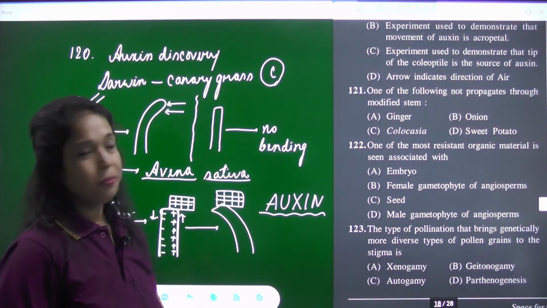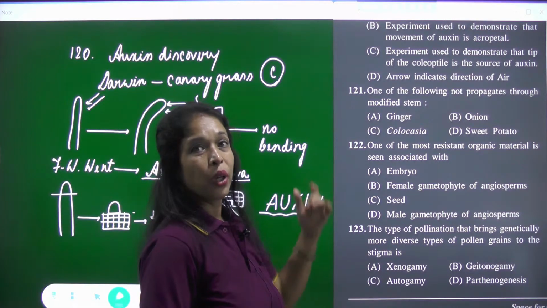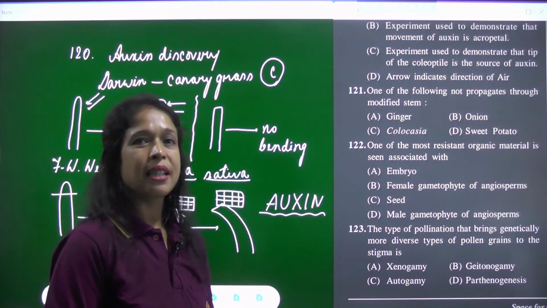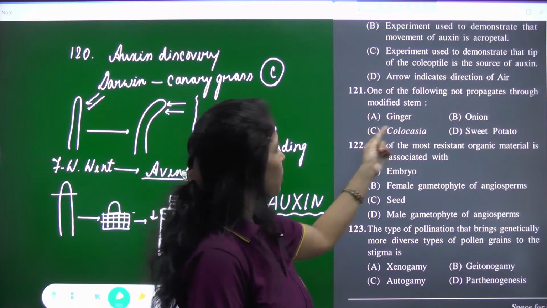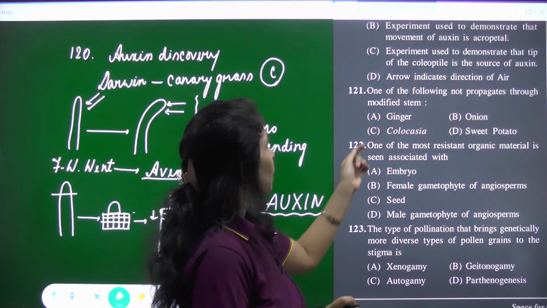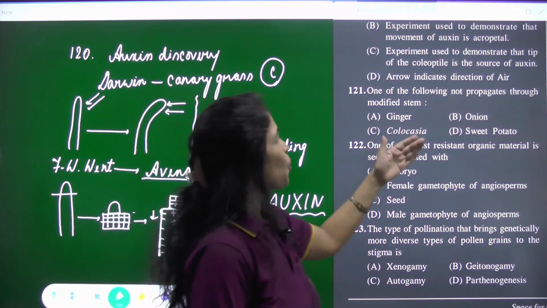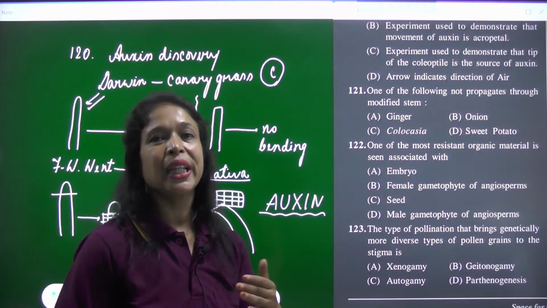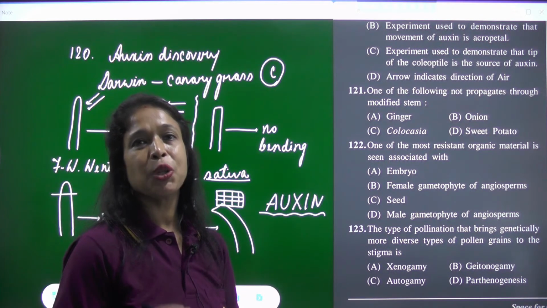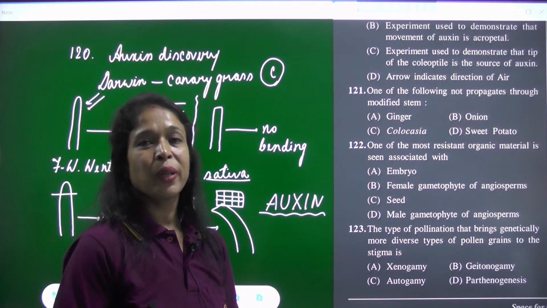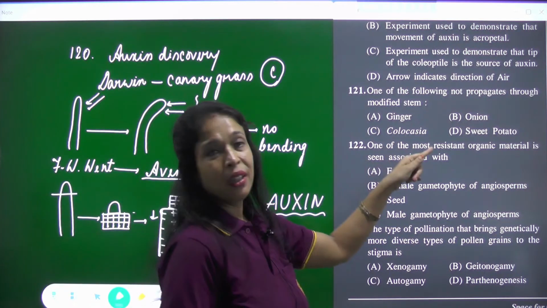Let's see the next question, 121. Which one of the following does not propagate through a modified stem, meaning it is not an example of modified stem? Ginger is a stem, onion is a stem, a bulb, colocasia is also a stem modification, that is, a corm. Sweet potato, correct, is a root modification. What type? Tuberous root, an adventitious root modification. So for 121, the answer will be D.